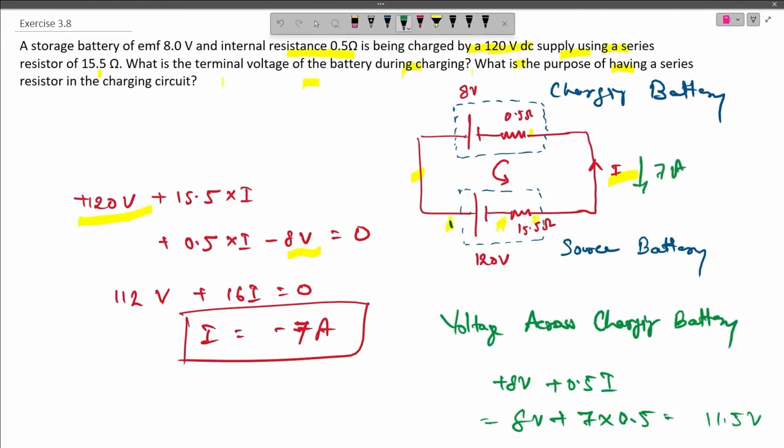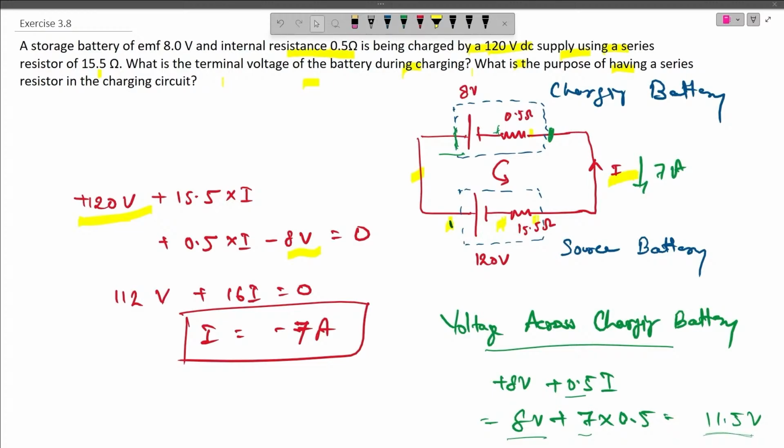Now once we have known the value of current in this circuit, we can easily calculate the potential difference across any of these components. This is the charging battery component over which we have to find the potential difference, the terminal voltage of the battery. So the voltage across this charging battery is given by the potential difference across this component. It would be equal to 8 volt plus, since the current is flowing in this direction, that is the clockwise direction from left to right, this will be a point of higher potential now. So we can write plus 0.5 times the current. So 8 volt plus 7 times 0.5 will give us a value of 11.5 volt.